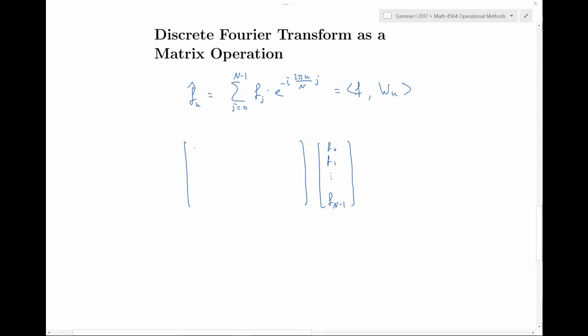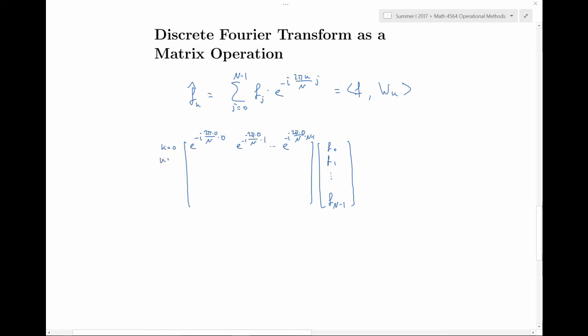This can be viewed as when k is 0, it's going to be multiplication of f naught with e to the minus i times 2 pi times 0 over n times 0. Then the next component is e to the minus i 2 pi times k, so it's still 0, but j is now 1. And then the last component in this row is going to be e to the minus i 2 pi, k is still 0 over n times j being n minus 1.